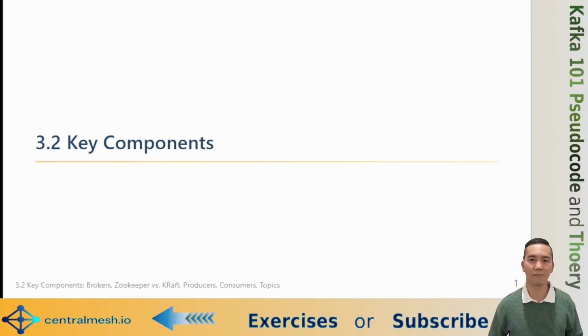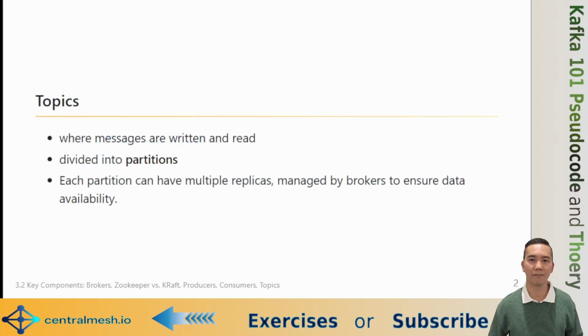We are going to talk about some of the key components in Kafka. A topic is where data is stored in Kafka and is split into partitions. Each partition can be replicated across multiple brokers for fault tolerance. You can think of a topic like a folder and partitions like sections in that folder where data is stored and managed. Partitions allow Kafka to scale horizontally, meaning multiple consumers can read from different partitions at the same time.